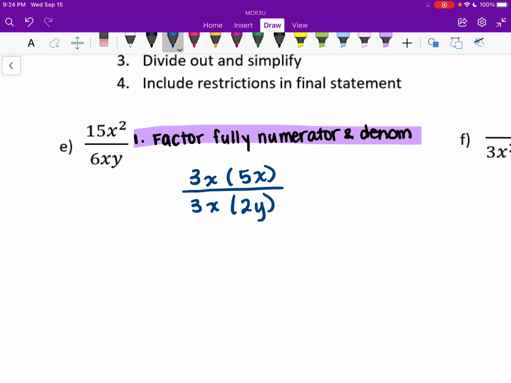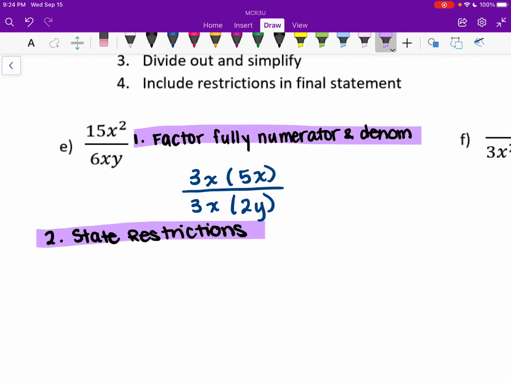Right? Now I want to make sure that I state my restrictions. So the second thing I need to do is, before I even start crossing stuff out, got to make sure I state my restrictions. So let's go ahead and state the restrictions here. If I go and look at this, 3x cannot equal 0, right? And the 2y cannot equal 0.